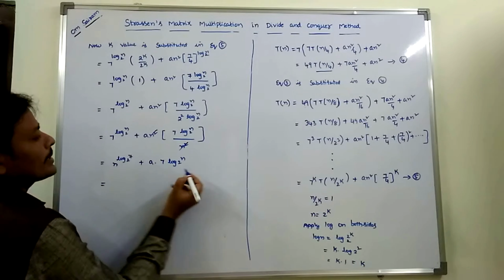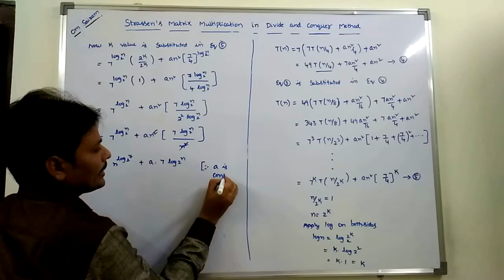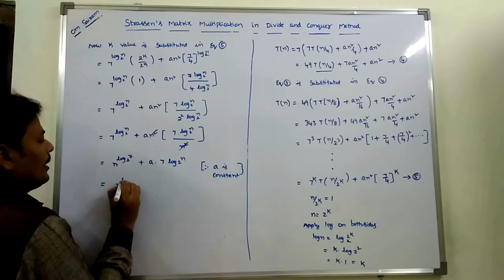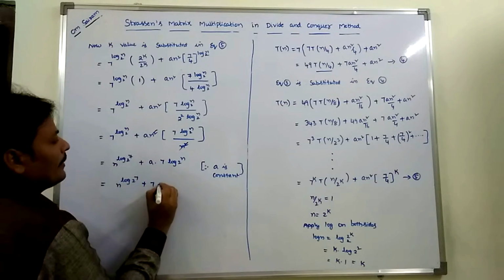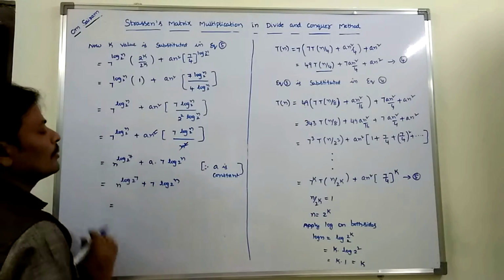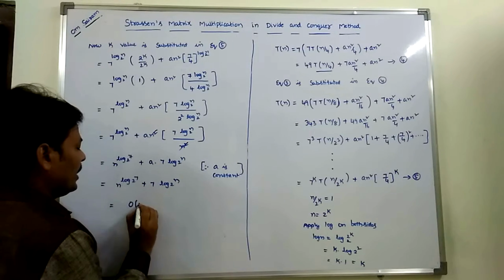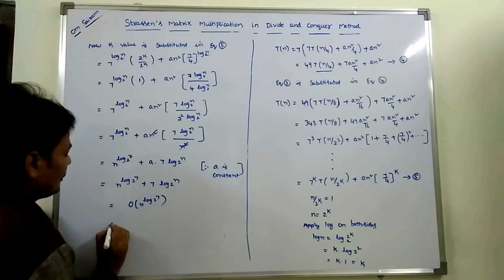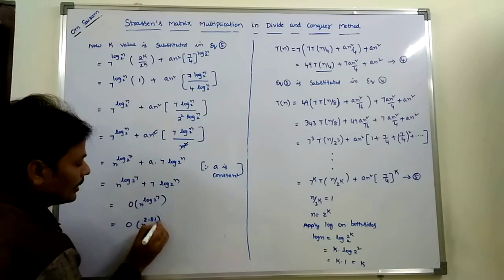So here a is constant. So now n power log 2 power 7 plus 7 power log 2 power n. In this one, which is the upper bound? Upper bound is the n power log 2 power 7. So therefore big O of n power log 2 power 7, that is equal to big O of n power 2.81.